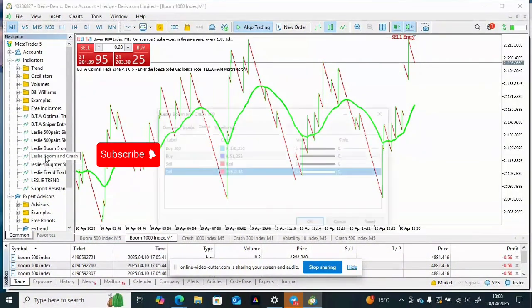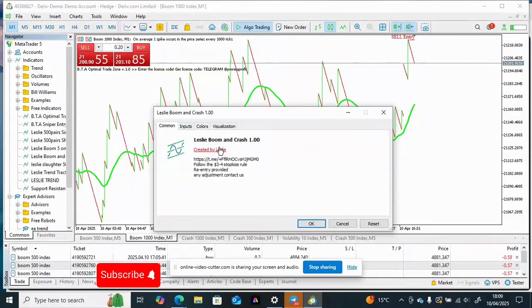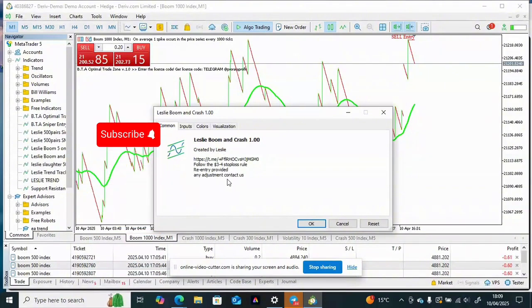Same old. If you don't know how to install it, you can just go on the indicator and double click it, and it shows like this. As you come on the front view, my name is on it, created by Leslie, and you've got my Telegram channel on it. It tells you to follow the 3 to 4 stop loss rule. This is risk management. I just had to include it in here, guys, because you don't need to lose so much money in this thing.